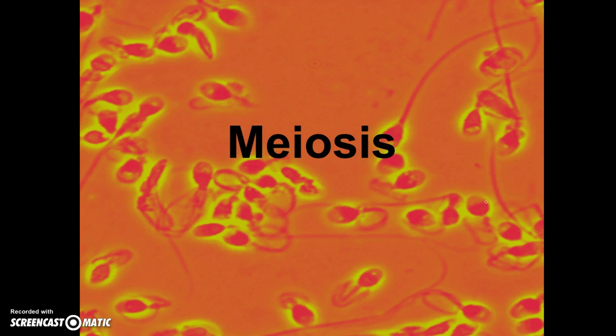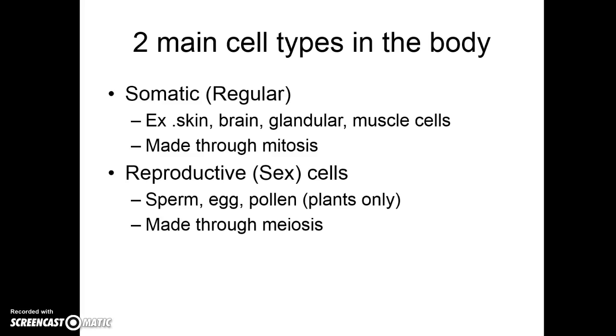So you might notice on this screen you see some sperm cells, and these are made through meiosis. So a male goes through meiosis starting from puberty and starts to make sperm cells through his whole life.